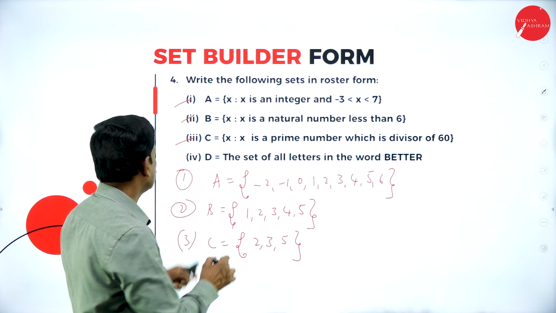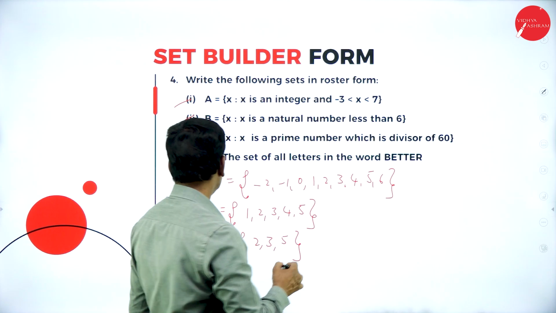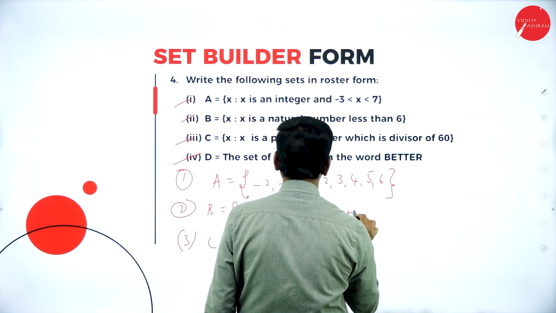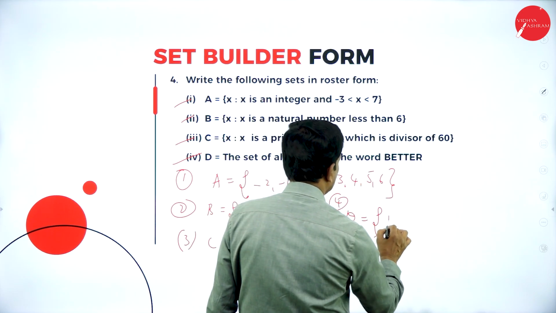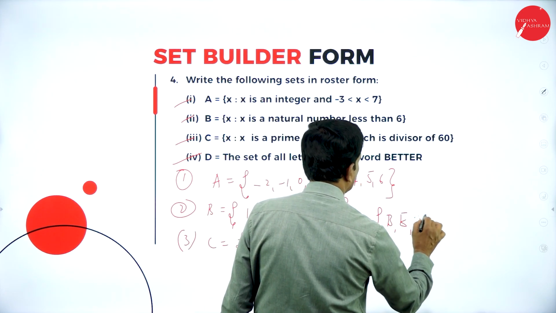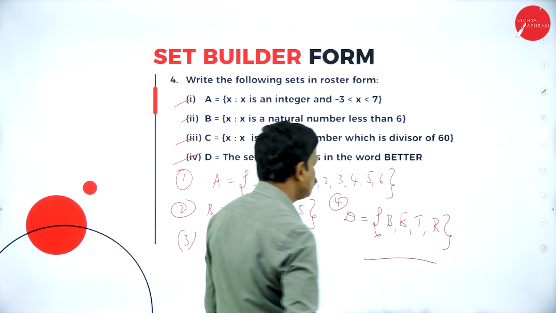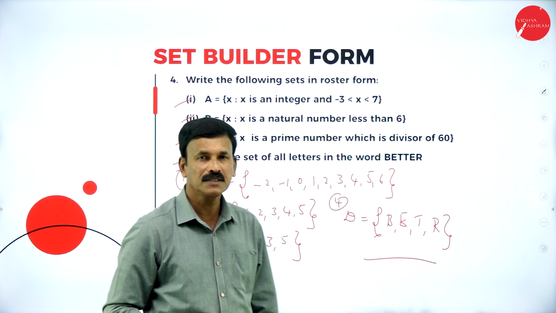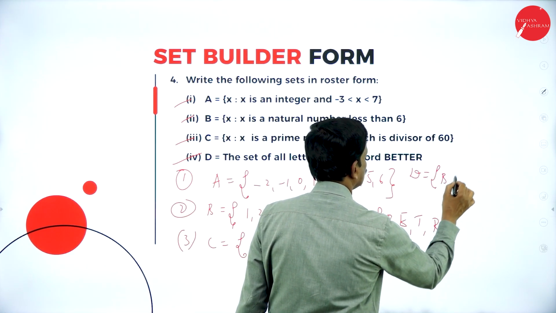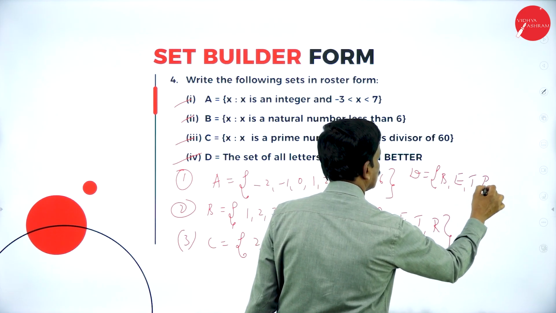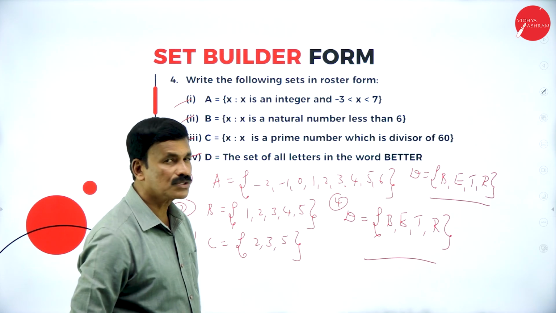Now, the last one, the fourth one, D: the set of all letters of the word. So what is that? Fourth question. D is equal to {B, E, T}. T is repeated, E is also repeated, take R. That's it. So B, E, T, R. The letters are nothing but B, E, T and R. Just avoid the repetition. So this is how we are going to solve this problem.